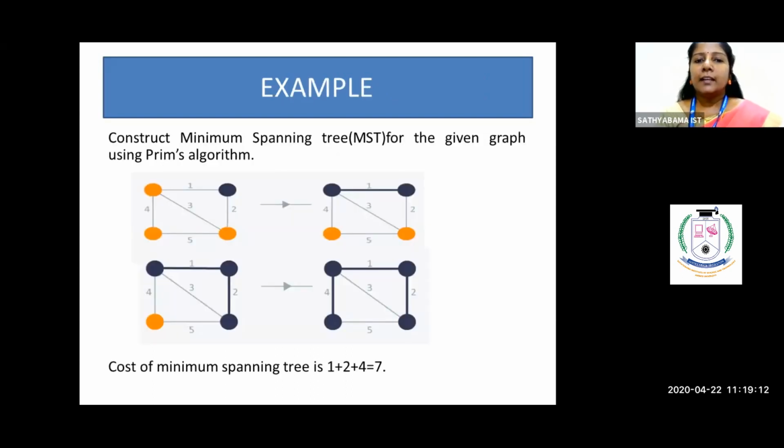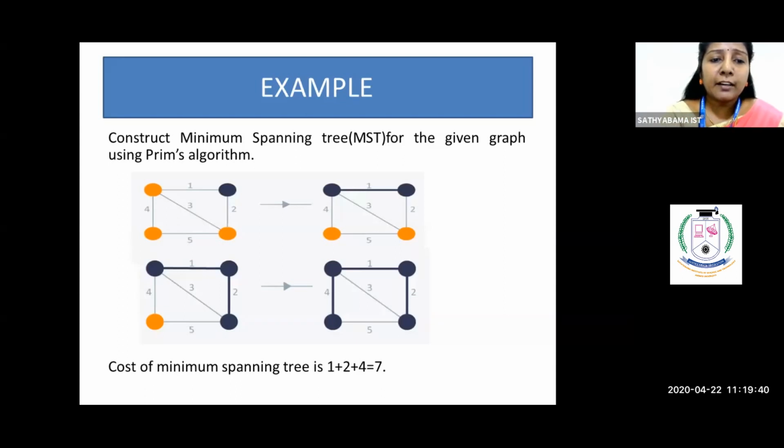Now we can see the second example. In the first example, we saw how to solve by using Prim's algorithm. Based on the algorithm steps only, we identified the minimum spanning tree for that given graph. But here, if one graph is given without that format, without the statements, how do we identify the minimum spanning tree manually?